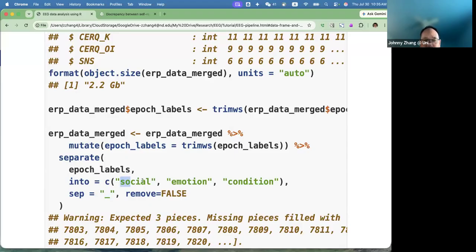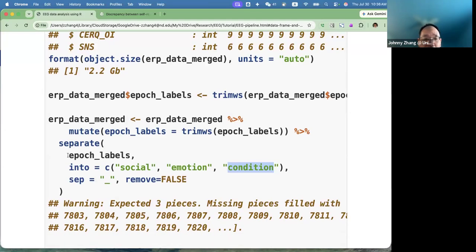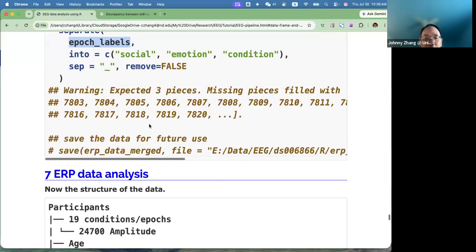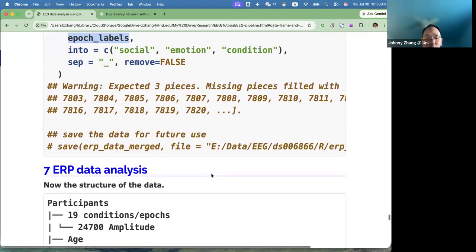I split it into three variables: whether there's a social or non-social image, whether there's a negative or neutral image, and the condition, whether it's a watch condition or a appraisal condition. So therefore, I create three variables based on this label. Now I have a complete data set I can use for further data analysis.